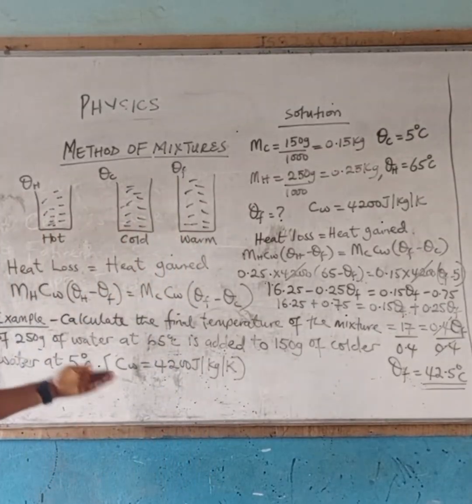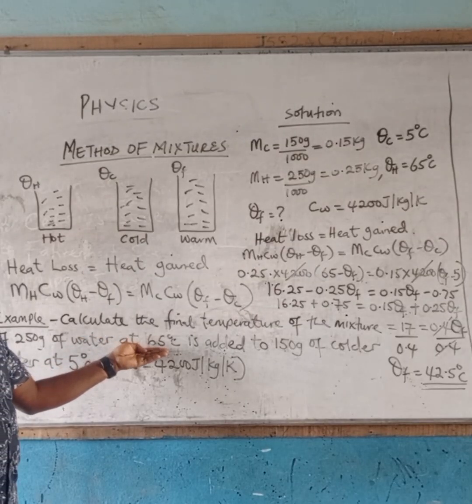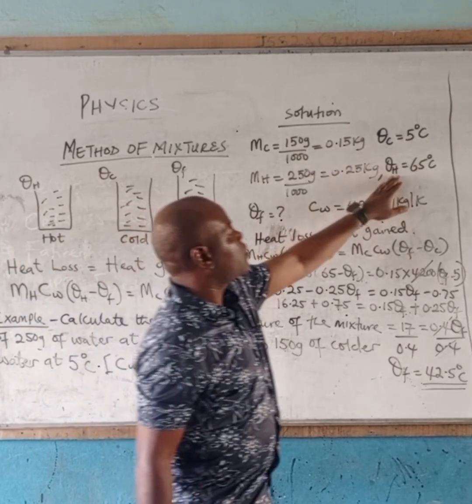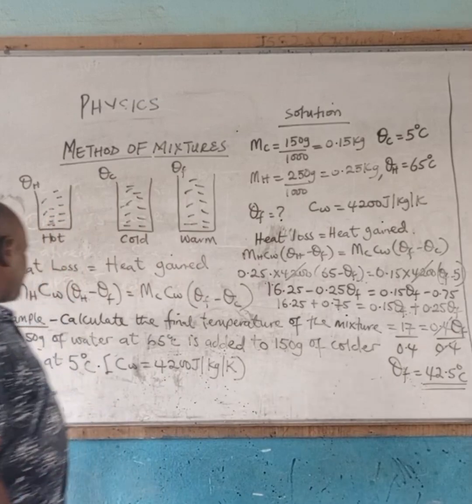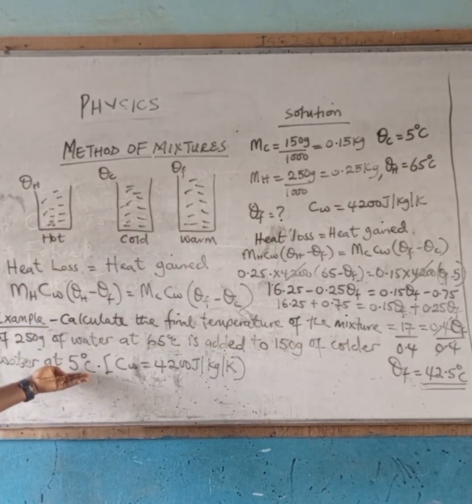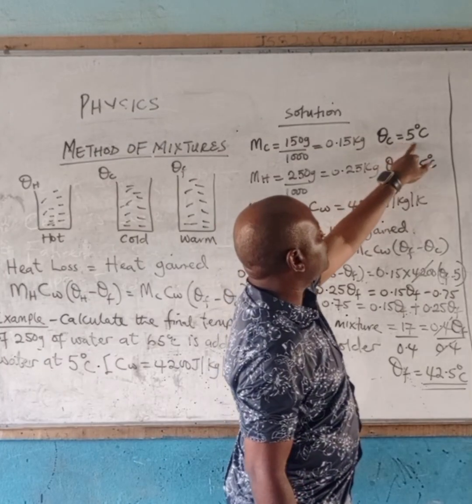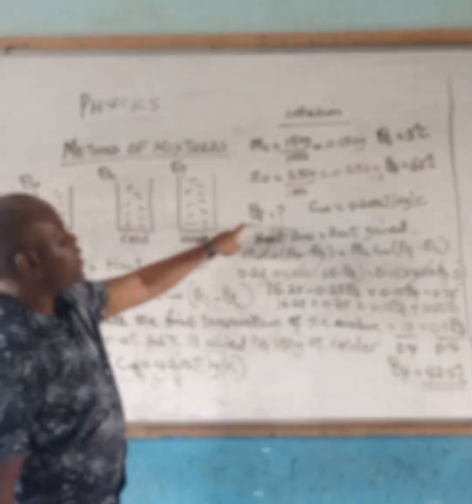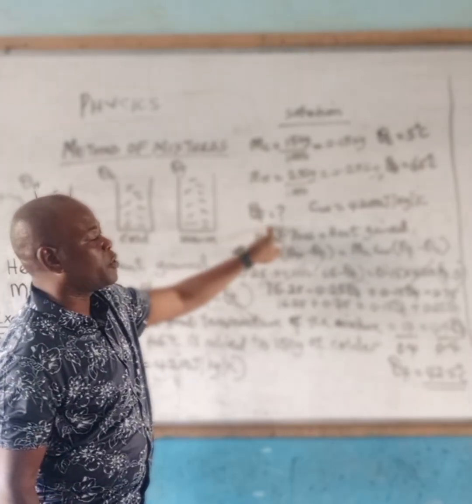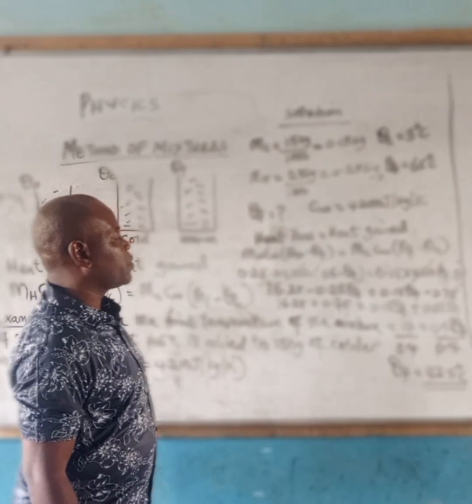Now, let's go back to the question. The temperature of the hot water is 65 degrees Celsius. You can see it here. Theta H is equal to 65 degrees Celsius. Then we have 5 degrees Celsius here as the temperature of the cold water. You can see it, 5 degrees Celsius as the temperature of the cold water. We are asked to find the final temperature where specific heat capacity of water is given in the question.